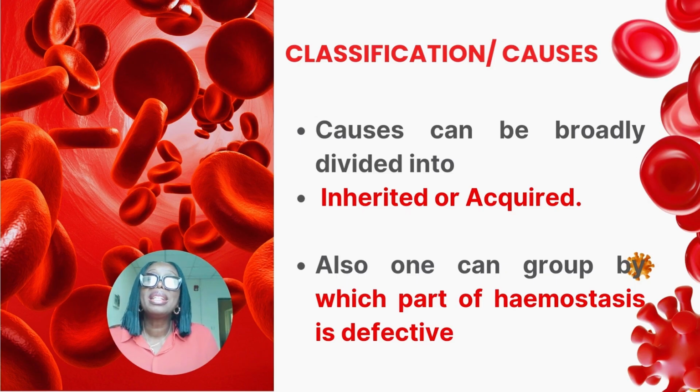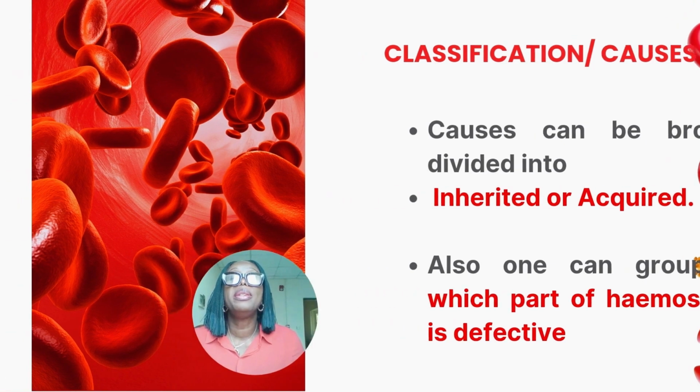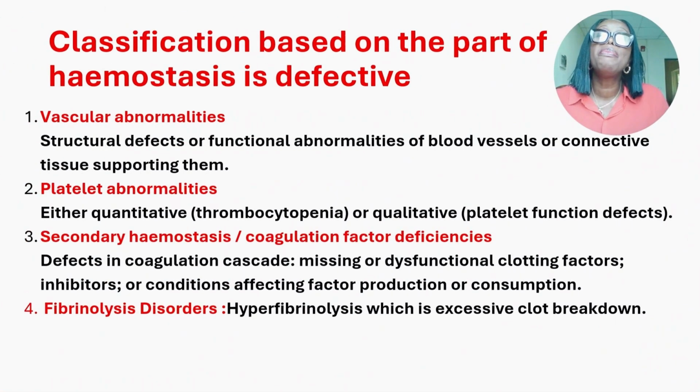Let us look at the classification of causes of bleeding disorders. Causes can be broadly divided into inherited or acquired, or they can also be grouped by which part of hemostasis is defective. So let us look at the classification of bleeding disorders based on the part of hemostasis that is actually defective. We have four different groups.